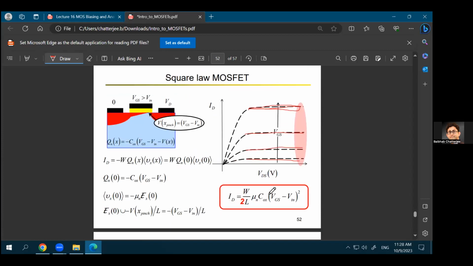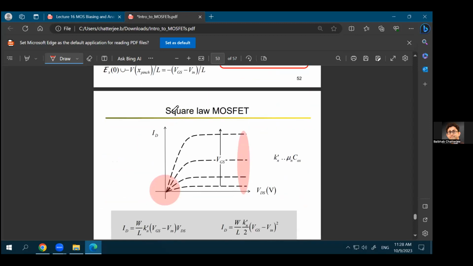And if you look into the equation, the ID is a function of the overdrive voltage squared. By how much extra voltage you are applying at the gate as compared to the threshold voltage, the square of that will be proportional to the ID. That's why the MOSFET is called a square law device.